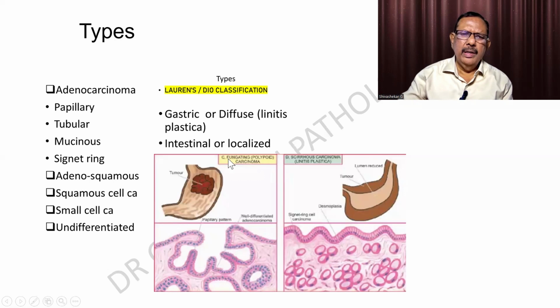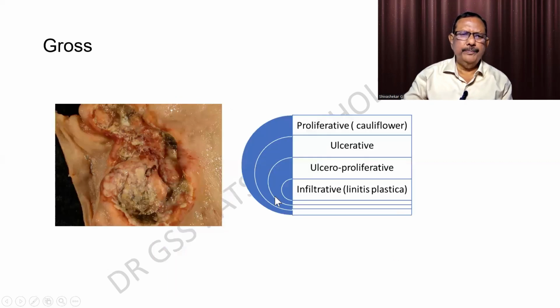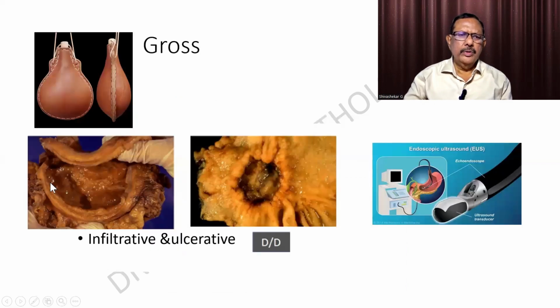Or there can be a fungating lesion that is present in this case. So this is a proliferating lesion. And here the mucosa is normal, but underneath I am able to see the signet ring cells. Grossly, the types can be proliferative, as you are seeing over here. A fungating lesion like a cauliflower. Ulcerative, ulceroproliferative. Infiltrative is what we had seen earlier. So this is infiltrative. The entire stomach is involved like a leather bottle. And this is an ulcerative lesion that we had shown earlier.